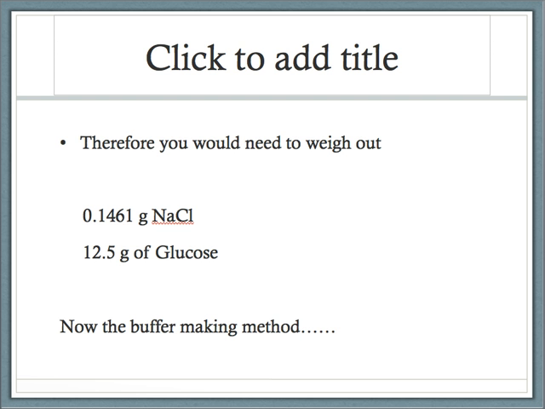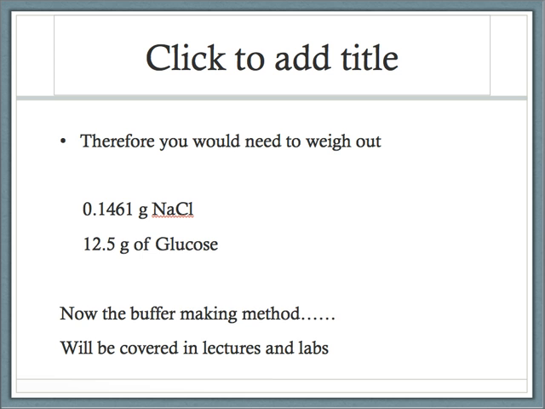So we can easily work out the amounts of salts that we have to weigh out. In this case, it was 0.1461 grams of NaCl and 12.5 grams of glucose. Once we know the amount of salts, we now have to work out the method for how we're going to make up the buffer. And this method is extremely important if you're going to have a buffer that is exactly what it says on the label.